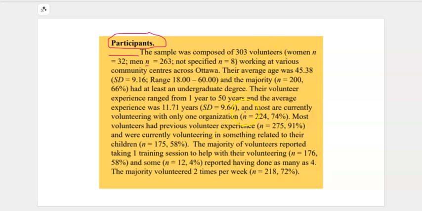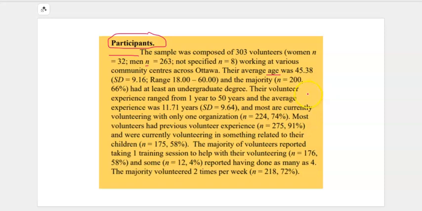But when it comes to a numerical value like age, you report the mean value, and you should also provide the standard deviation with the range: standard deviation, range, and the average. That is the way to report your continuous variable. So that is the general way you can report the participants.